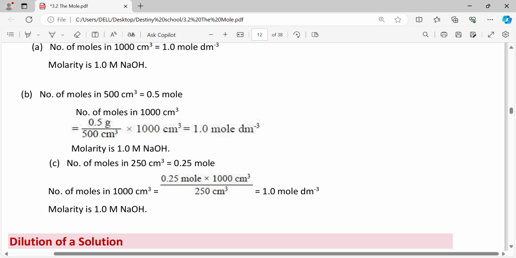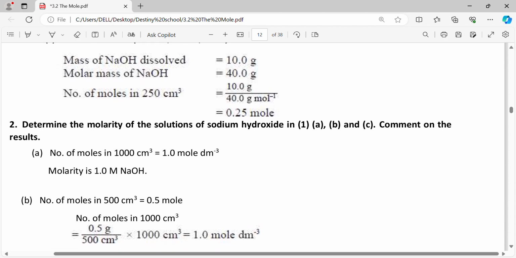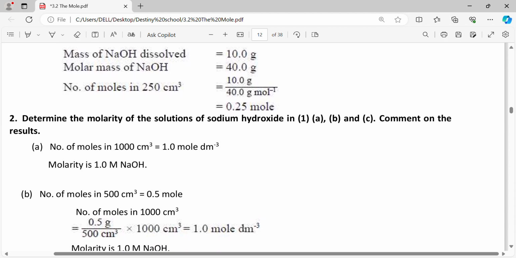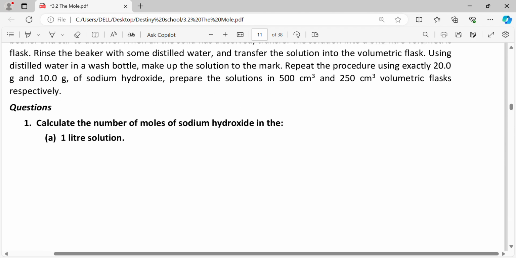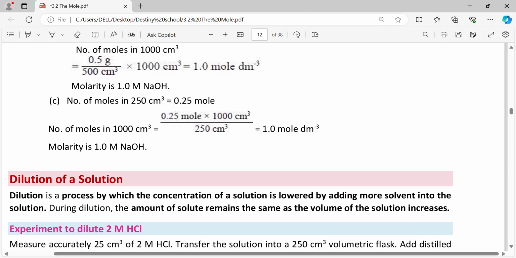So we'll proceed with more of these things. There's also a formula related to this thing.